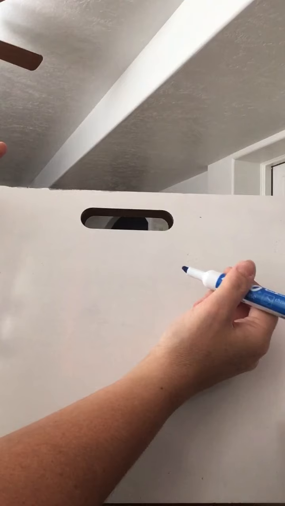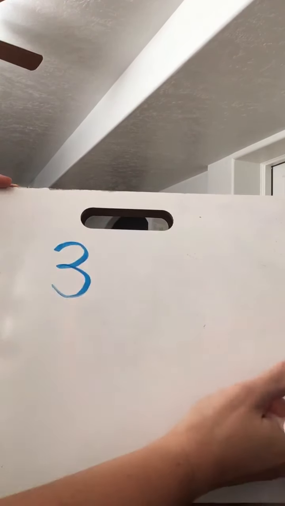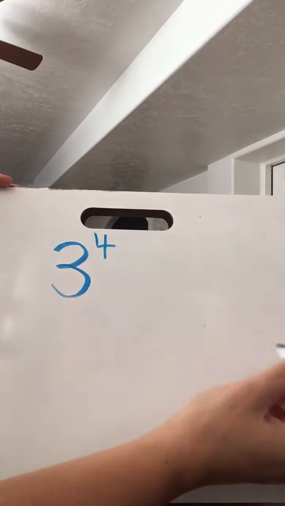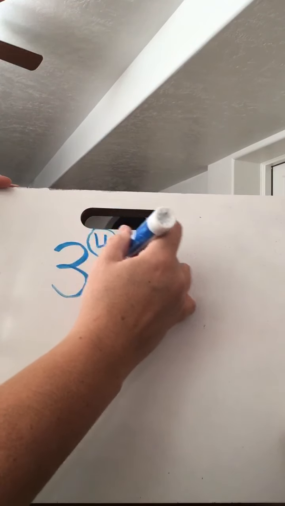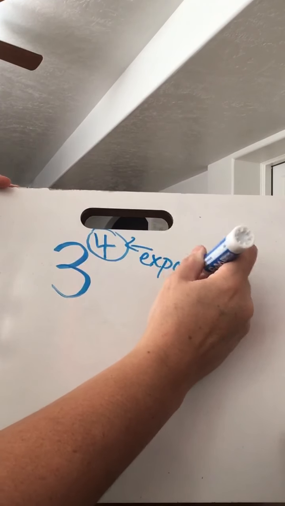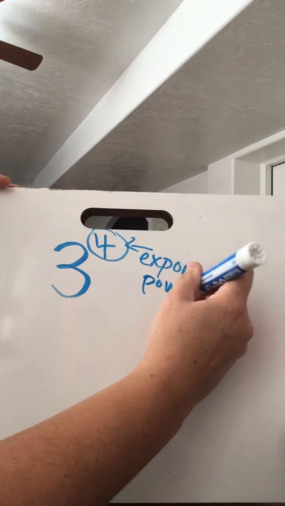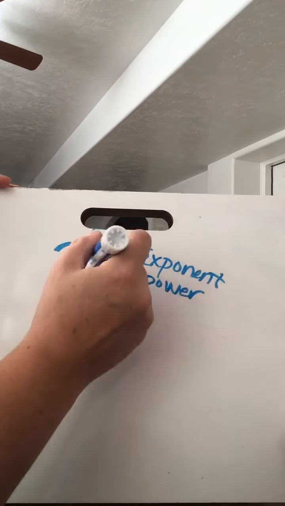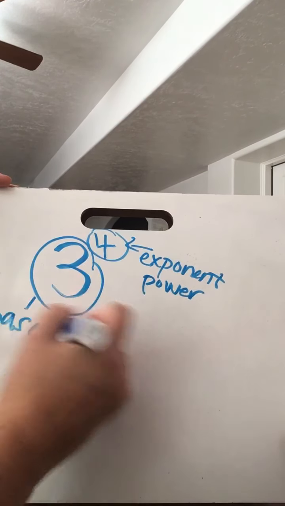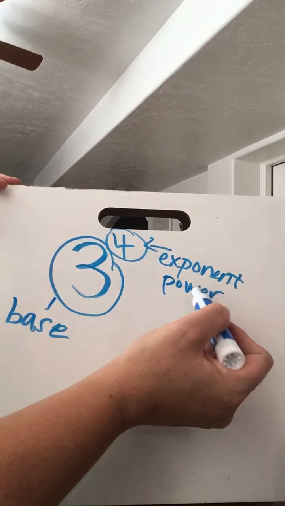All right, so when I say exponents, it's when we have a regular number, and then there's that tiny number at the top. So this number up here, that's called an exponent, or a power. And I'll show you what we mean in just a minute. But this big number is the base number. Okay? So base number, exponent, or power.